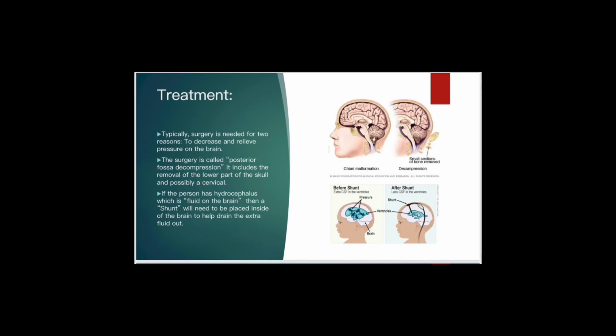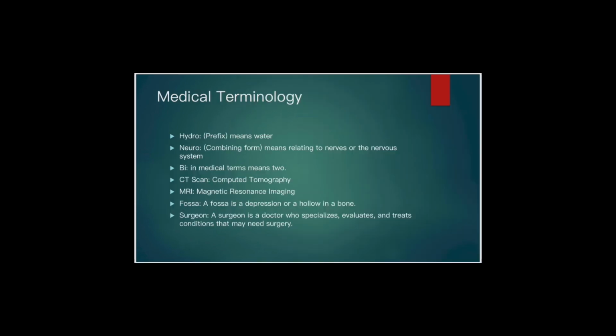If someone has hydrocephalus like myself, then a shunt can be placed near the swollen ventricle to allow the fluid to be drained to another part of the body. Medical terminology words that I used throughout my presentation were neuro, which means having to do with nerves or the nervous system, and hydro, which means water.